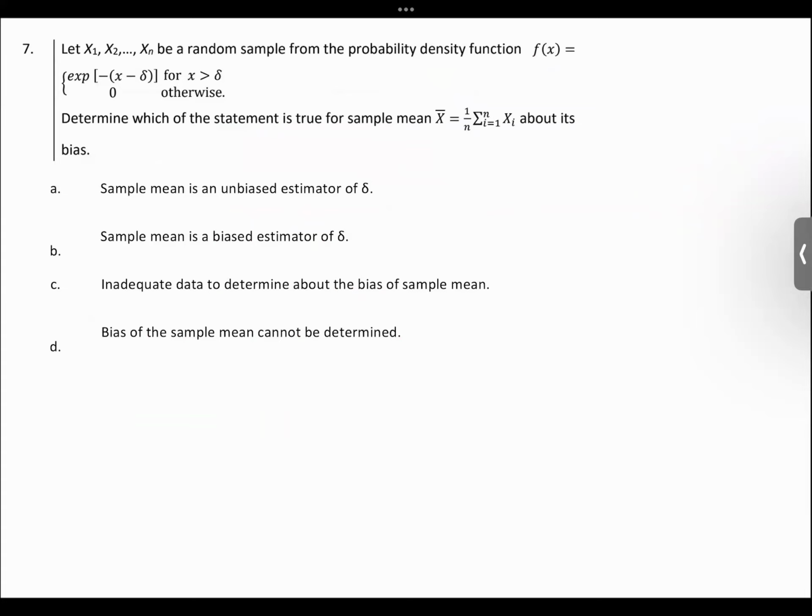Now, let x1, x2, xn be a random sample from a probability density function. The PDF is given by e power minus (x minus delta) for x greater than delta. This is not lambda, it is delta. So this is the PDF. Determine which of the statements is true for the sample mean about its bias.